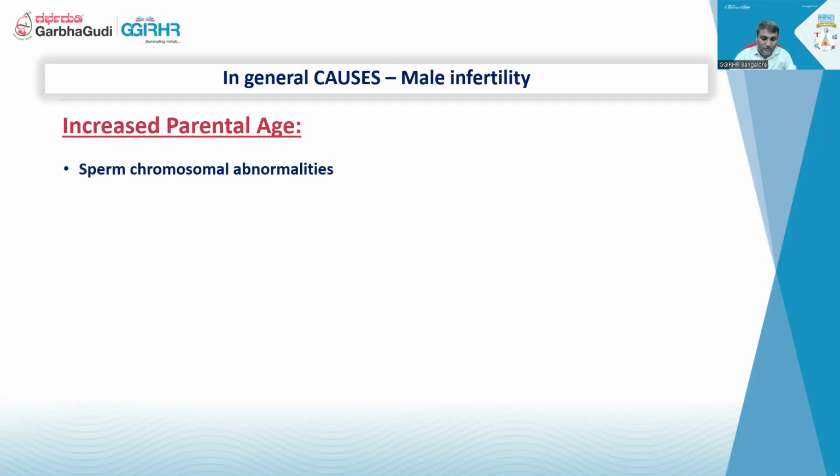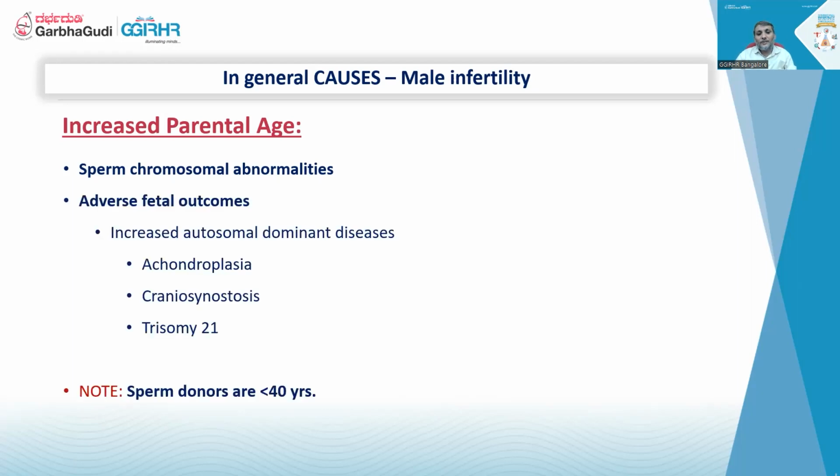Nowadays, among post-COVID patients walking into the infertility center, we get hardly 1% normal sperms. Now, you see adverse fetal outcomes. If a person's age is increased, for a female we keep the cutoff age at 35 years, and for a male we keep it at 40 years. Above 40 years, sperm aneuploidies are more common.